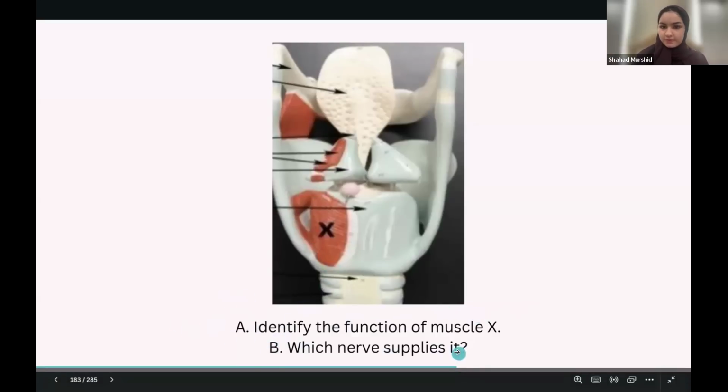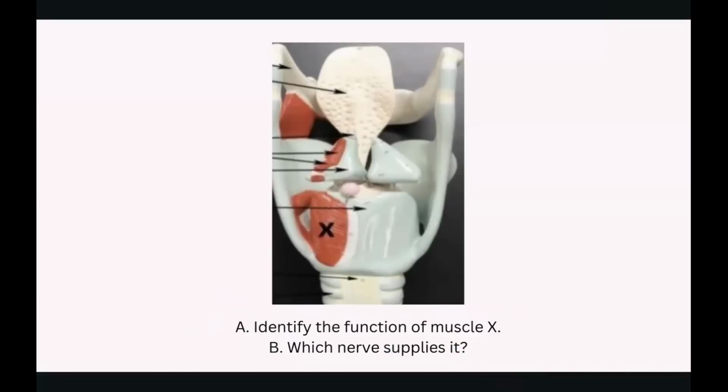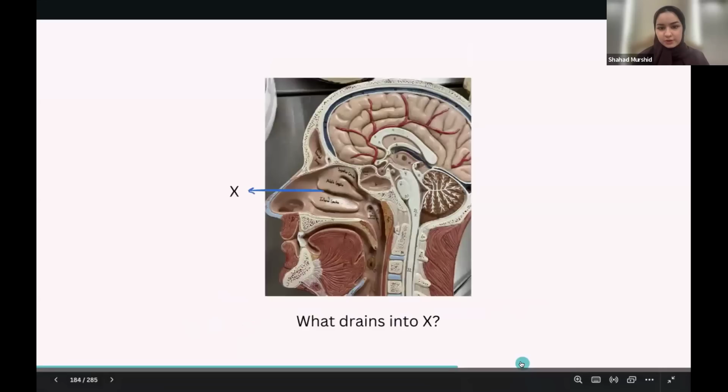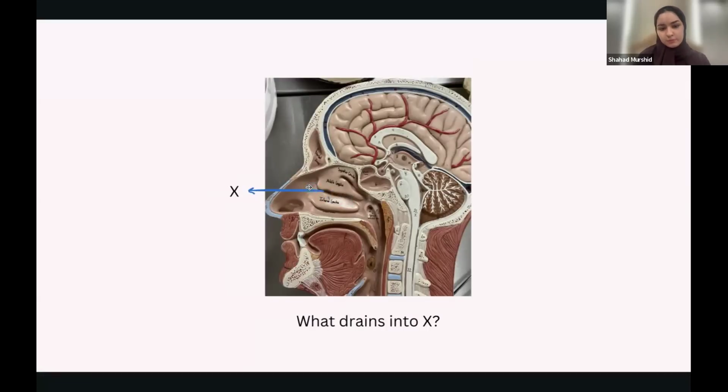And which nerve supplies it? Recurrent laryngeal nerve. Yes, perfect. And then the other muscle, cricothyroid, supplied by the superior laryngeal. Perfect. Okay. So what drains into X? Can anyone tell me?